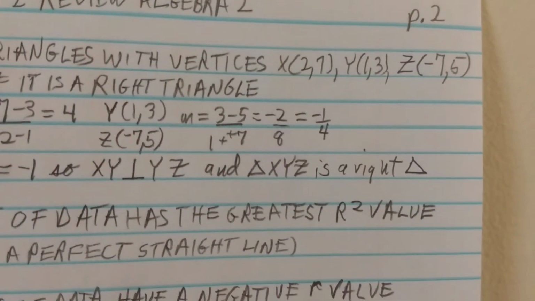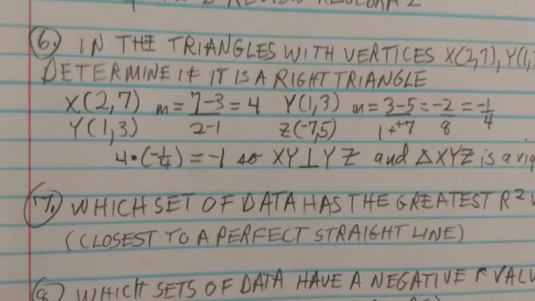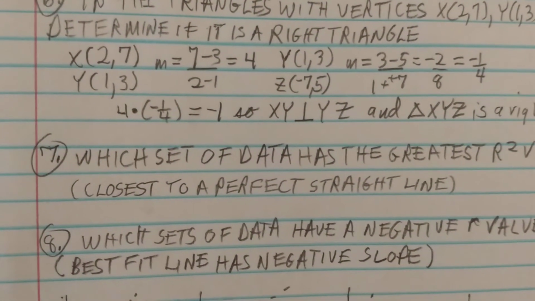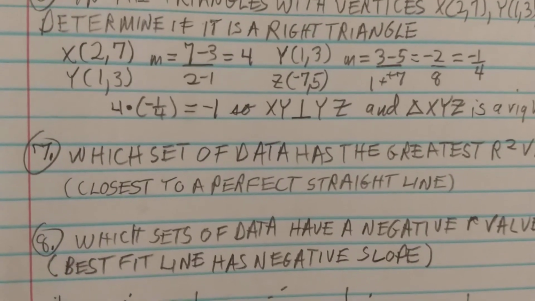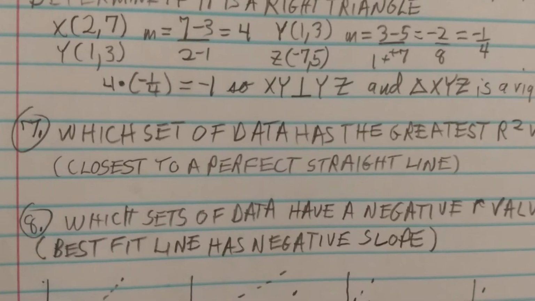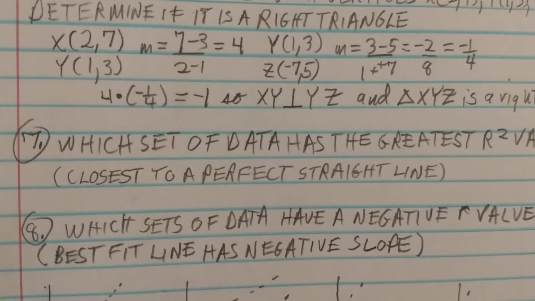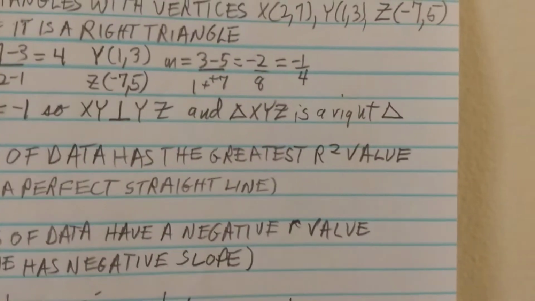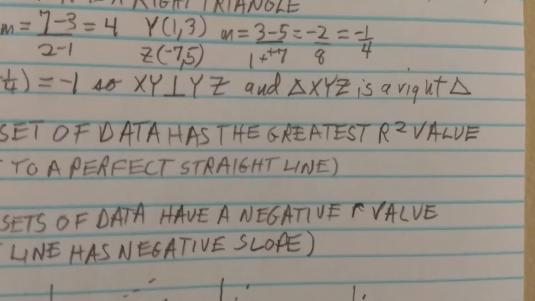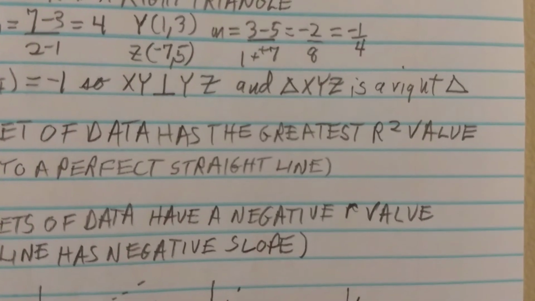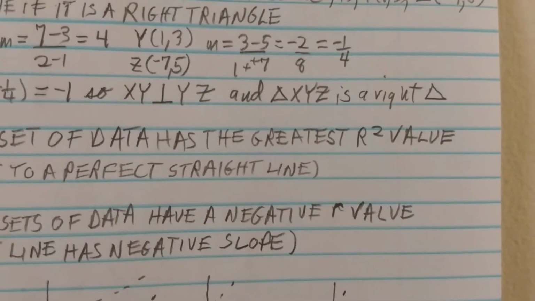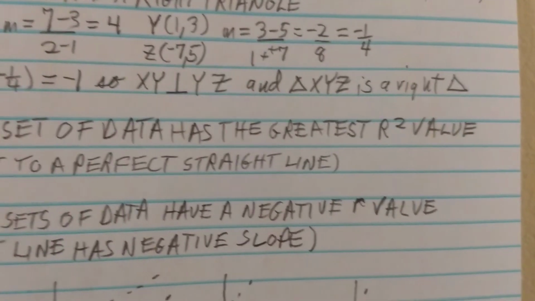On problem 6, in the triangle with vertices X, which is (2, 7), Y, which is (1, 3), and point Z, which is (negative 7, 5), we want to determine if this triangle is a right triangle. So we're going to take slopes between X and Y, which would be y minus y over x minus x, or 7 minus 3 over 2 minus 1, which would be 4. And then a slope between Y and Z, which would be 3 minus 5 over 1 minus negative 7, which would come out to negative 2 over 8, simplifying to negative 1 over 4.